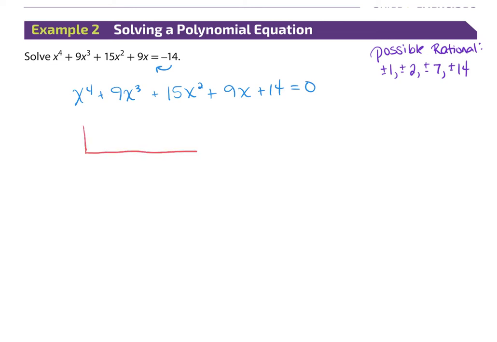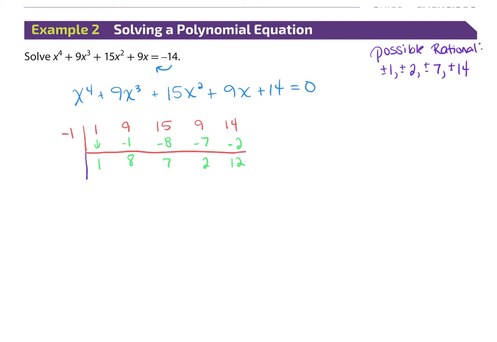So I'm going to do my synthetic division. I have a 1x to the 4th, 9x cubed, 15x squared, 9x, and 14, so I'm not missing anything. Start with my negative 1 and just go down. Bring that down. Negative 1 up, 8 down, negative 8 up. All right, did that work? Is that one of my zeros? It is not, right? And so I move on to negative 2.